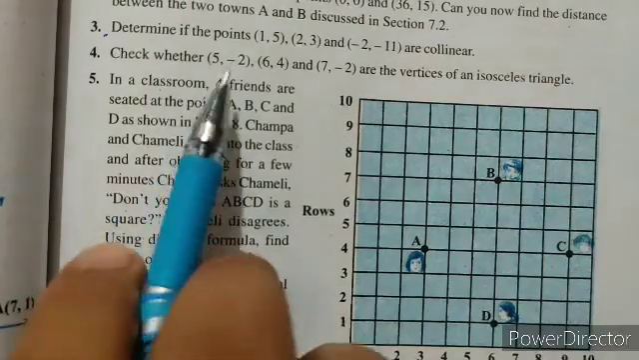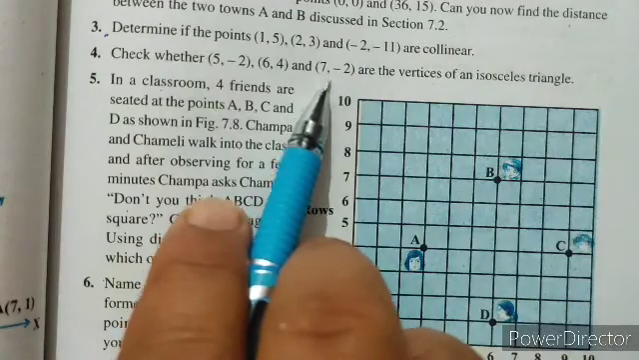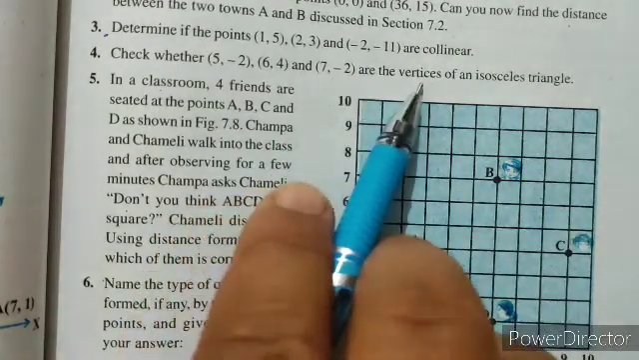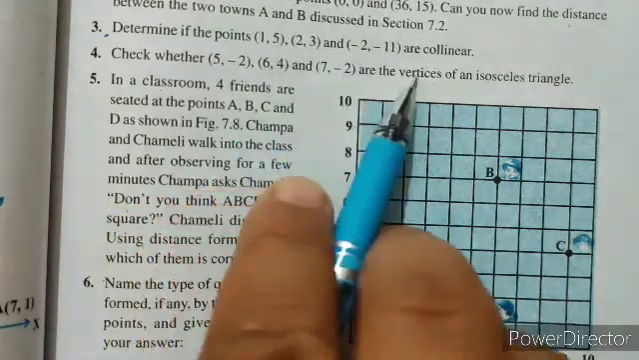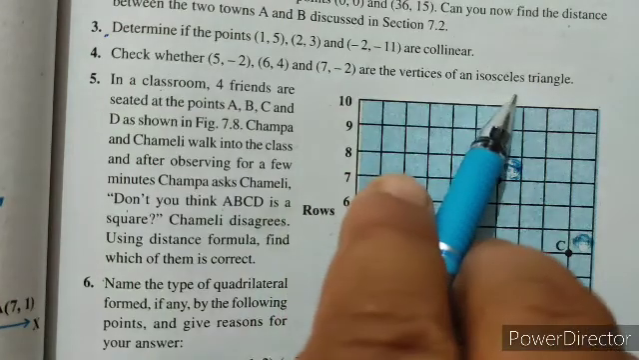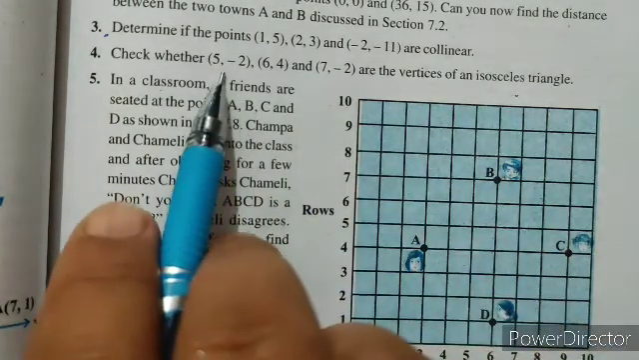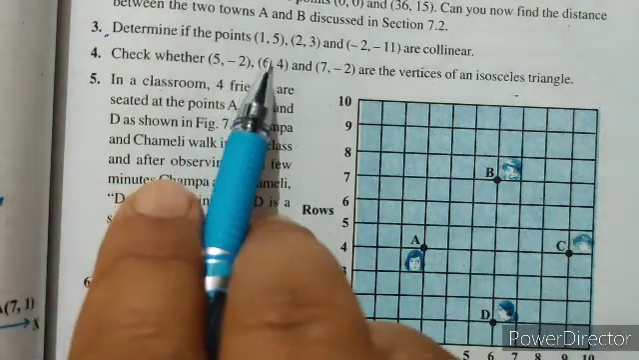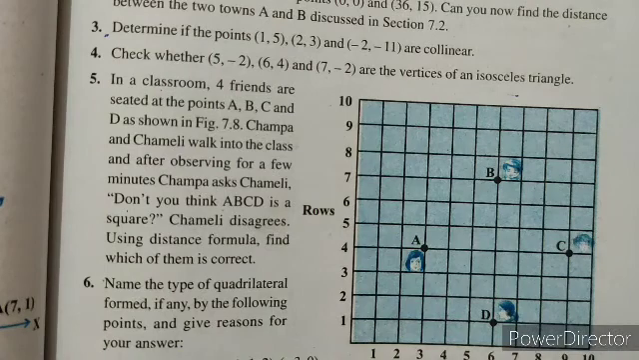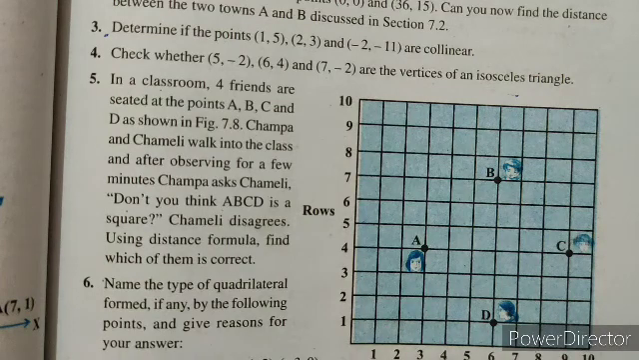Now in question number 3, the vertices of a triangle are given to us. Suppose we are taking them as vertices A, B and C, then we have to check whether these are the vertices of an isosceles triangle or not. For that, first of all, we will find out AB, BC and AC by distance formula. If any two of these sides, AB, BC or AC, are equal, then we can say that the given vertices are the vertices of an isosceles triangle.